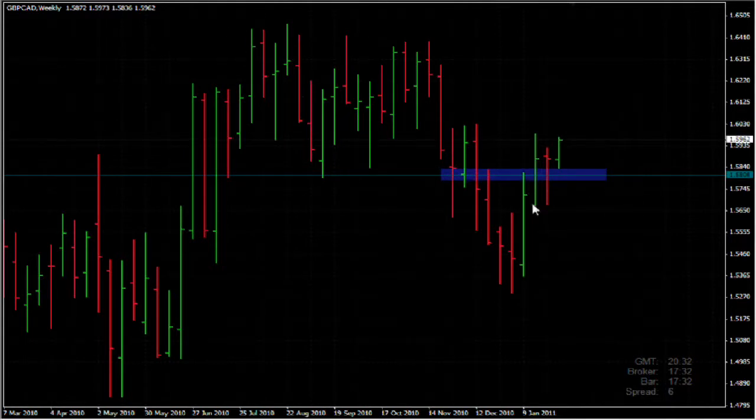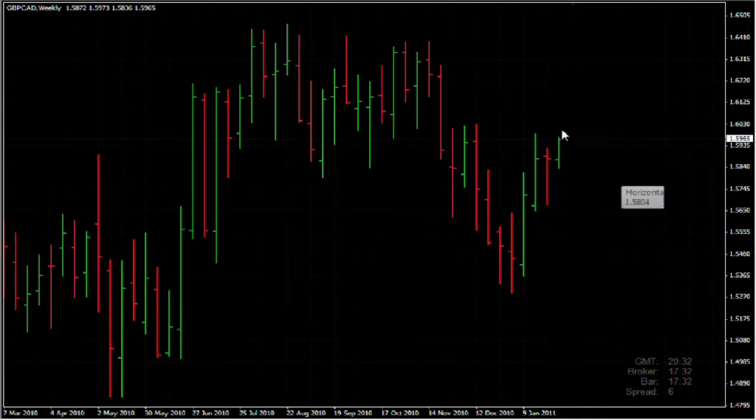For those of you who are coming across the term IPB for the first time, I'm just going to quickly go on to say that we basically trade IPBs in the way that we enter at the close of the bar itself. The stop goes a few pips above the shorter wick, and our take profit is just above or below, as the case may be, the longer wick here.